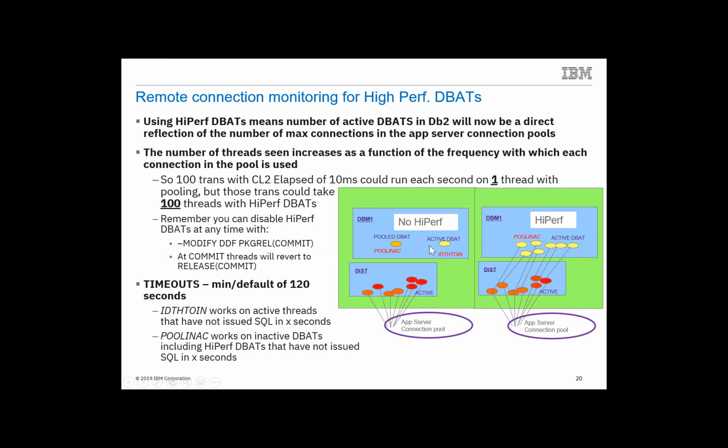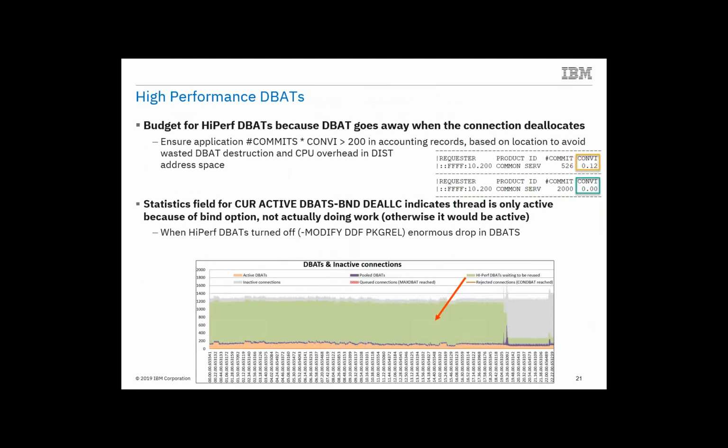So the timeouts, again: idle thread is for a thread that has issued SQL and, for instance, hasn't committed. POOLINAC is normally how long these threads live without being associated with a connection or an application. They're just in a pool waiting to be reused. But with high performance DBATs, this POOLINAC is going to say how long a high performance DBAT can remain idle without doing anything before we blow it away. So the best practice for high performance DBATs is to make sure that the connection issues at least 100 commits or 100 transactions before it goes away and severs this connection.